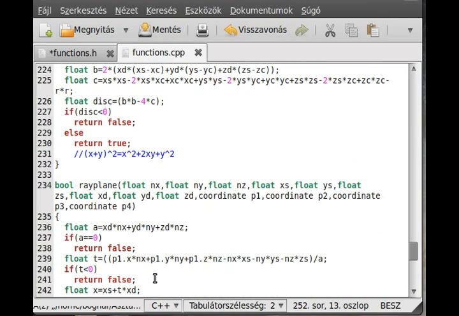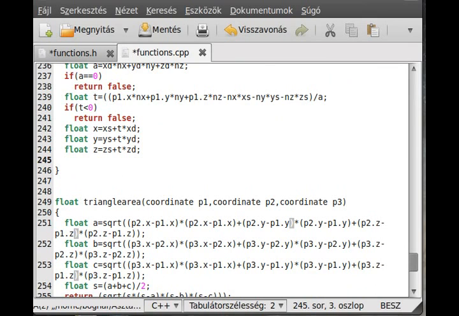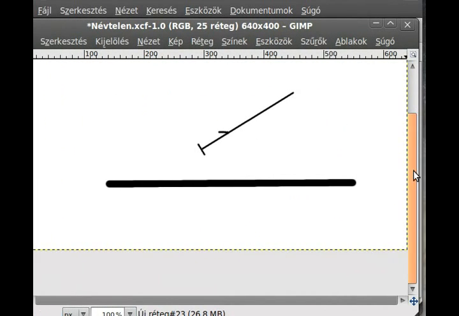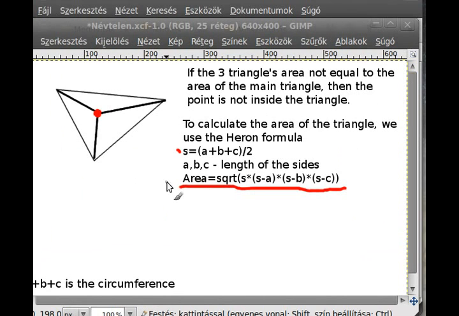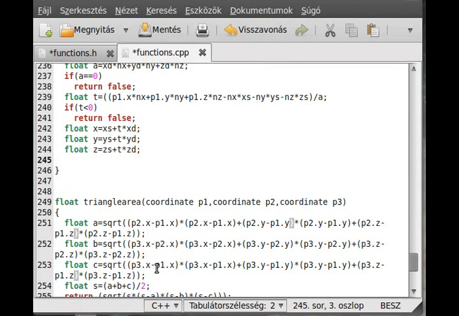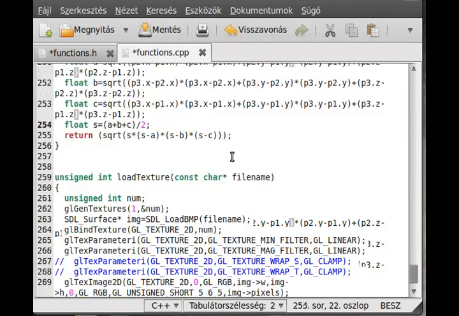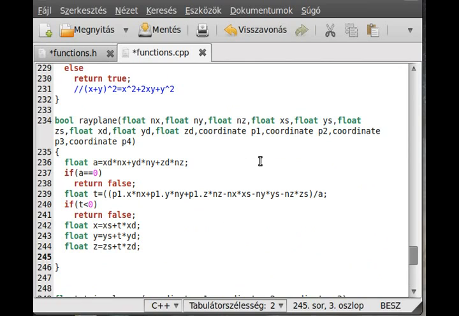Now get back here and let's calculate it. As I said, the x, y, and z point will be inside the triangle if the big triangle area is the same as the three small triangles area. Okay, so I just go back to the ray plane function, and I use an if.